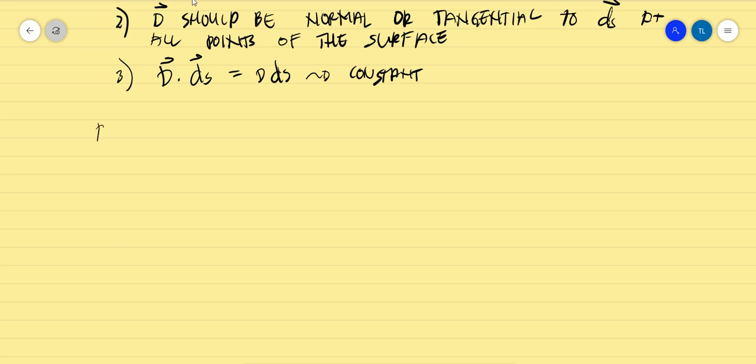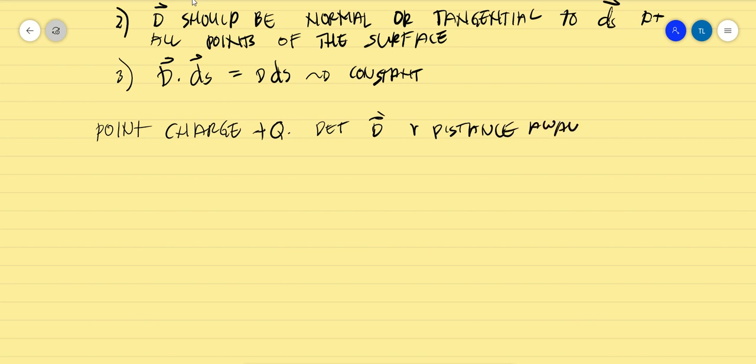If we have a point charge, let's take a point charge Q, positive Q. Let's determine the flux density at a distance r away from the origin, the positive Q charge. So what we do here is we plot it into the XYZ axis and we make the origin our positive Q.